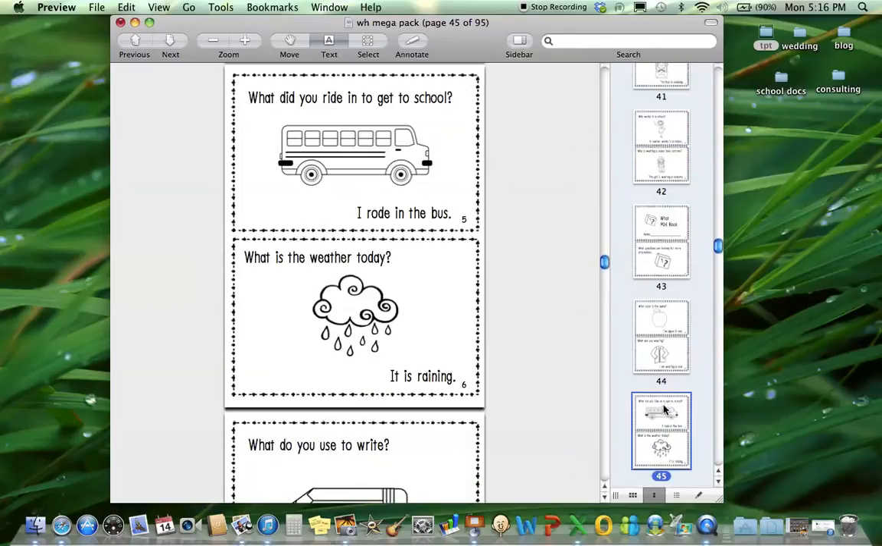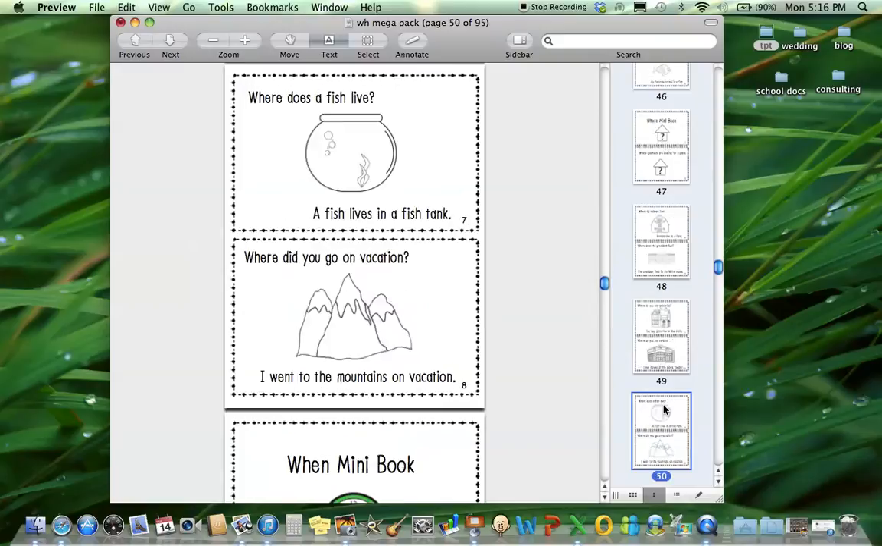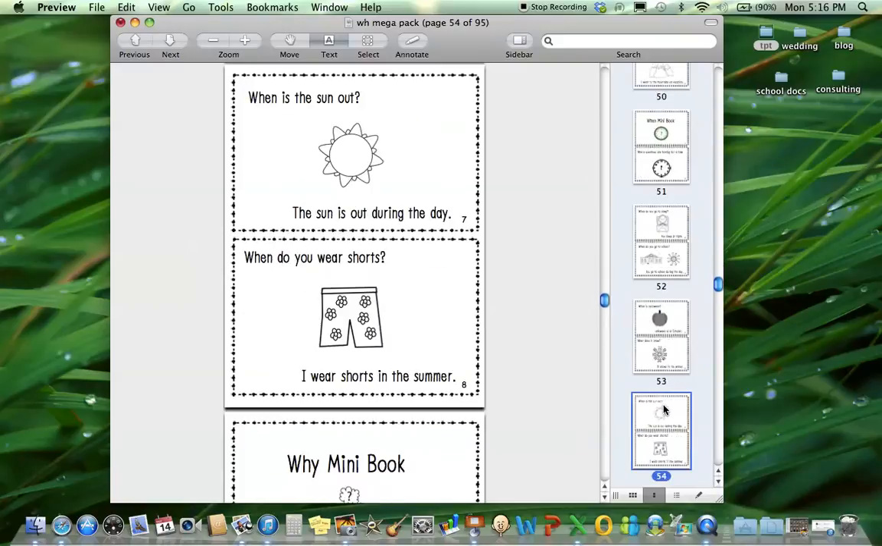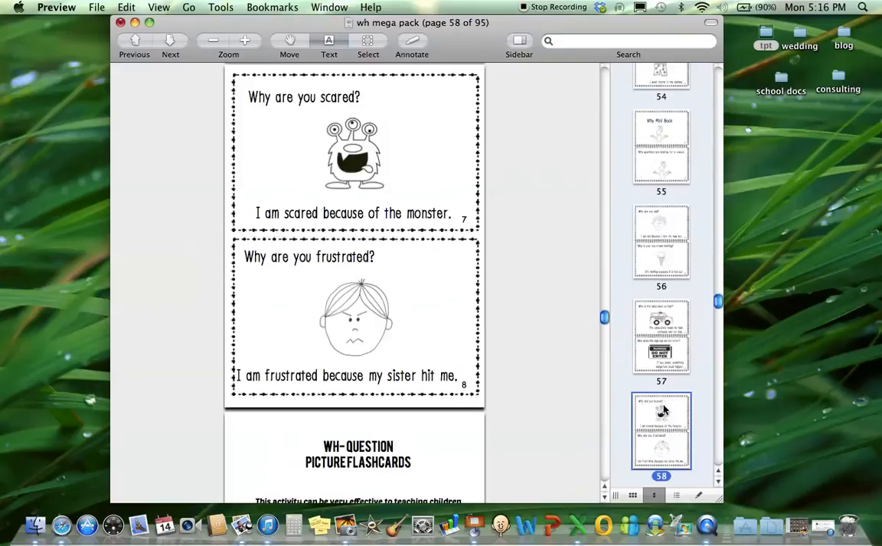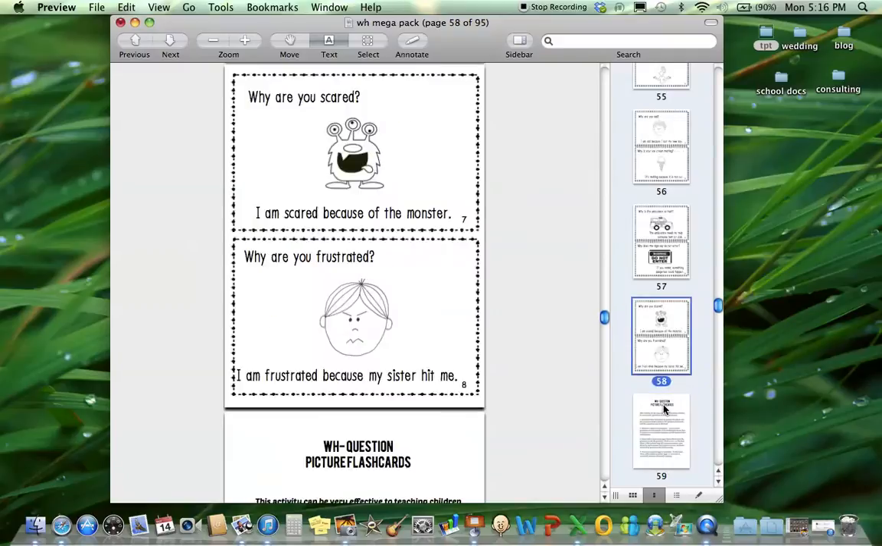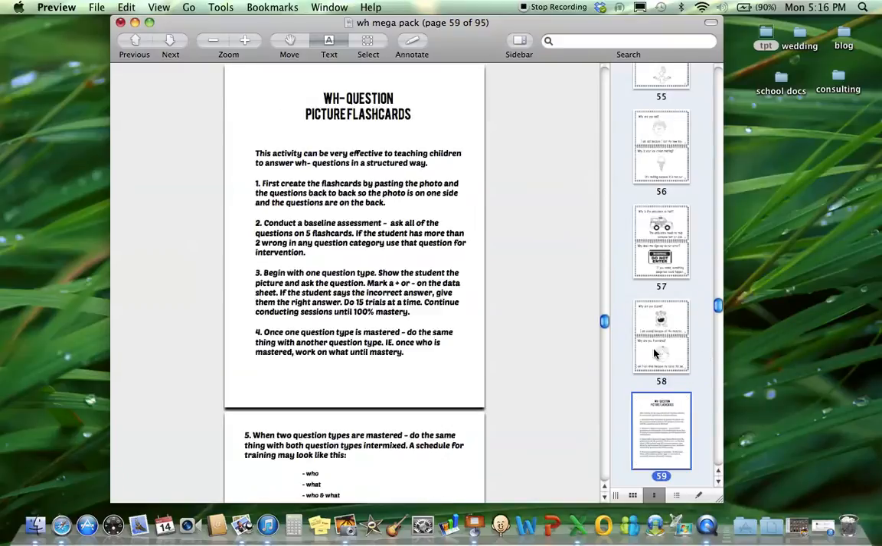Here's what, where, when, and why. The why is really tricky. I really like it. This is a really great activity to do with all levels of learners.